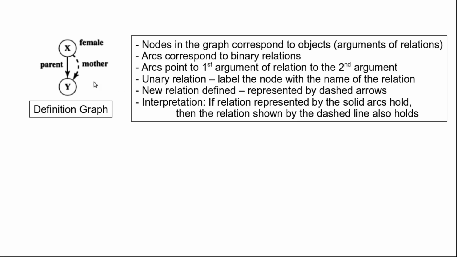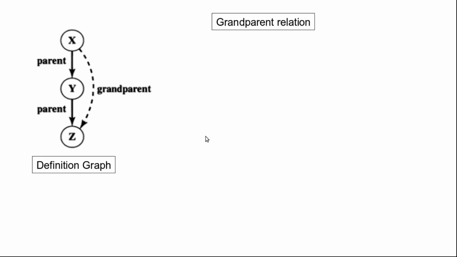Sometimes it is easy if you come up with this type of graph first and then try to write the rule, and other times, if you already have the rule and you want to understand it, you can draw a graph like this. Now for the grandparent relation, this would be the definition graph. It says that if x is a parent of y and y is a parent of z, then x is the grandparent of z. Clearly this graph helps you understand the grandparent relation because it shows the hierarchy. When I say y is the parent of z, z is the child and y is the parent, and the parent of y, who is x, has to be the grandparent of z.